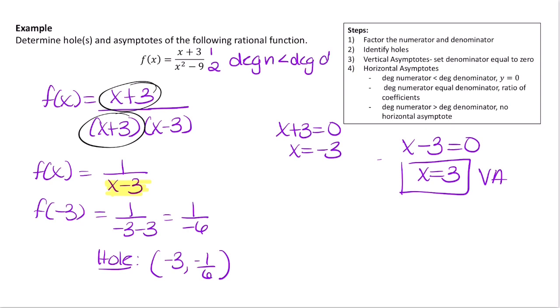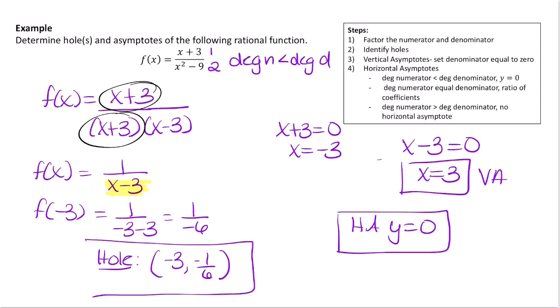And remember, when that happens, that means I'm going to have a horizontal asymptote at y equals 0. Remember, you can always type this function into Desmos to verify everything that you've just found, right? So we said that we have a hole at negative 3, negative 1 over 6, a vertical asymptote at x equals 3, and a horizontal asymptote at y equals 0.